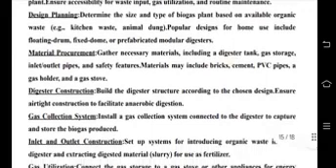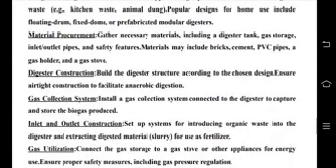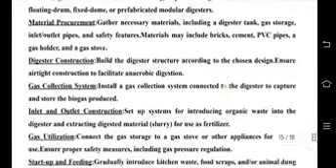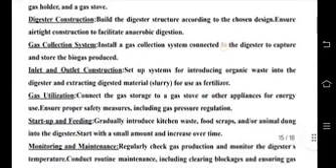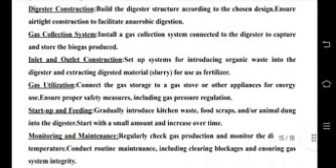Then, digester construction. Build the digester structure according to the chosen design. Ensure airtight construction to facilitate anaerobic digestion. Airtight construction of this digester will be very important. Then gas collecting system. Install a gas collection system connected to the digester to capture and store the biogas produced. Then inlet and outlet construction. Set up systems for introducing organic waste into the digester and extracting digested material slurry for use as fertilizer.